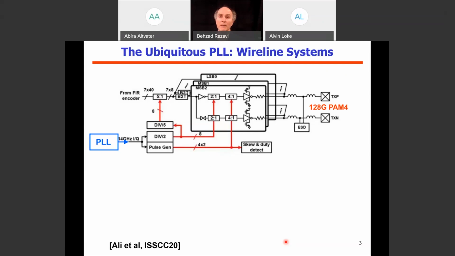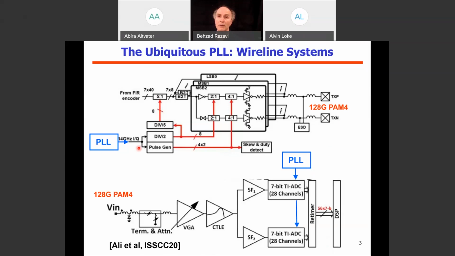We have PLLs in various microelectronic systems. In wireline transceivers, we have a PLL on the transmit side. In this paper, they present a 128 gigabit per second PAM4 transceiver. This is the transmitter, and I have just drawn my own PLL here to indicate that there's a clock necessary for this transmitter. And then similarly, on the receive side, we have an analog digital converter that digitizes the received signal and further processes it. And that A to D also needs a PLL, and that PLL also has to have a sufficiently small jitter.